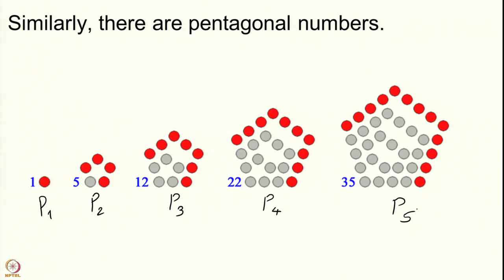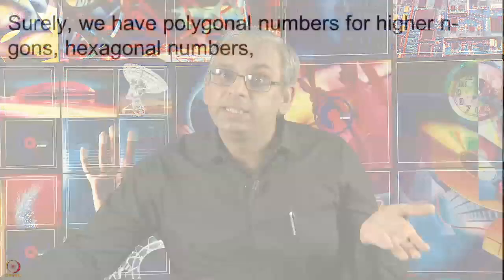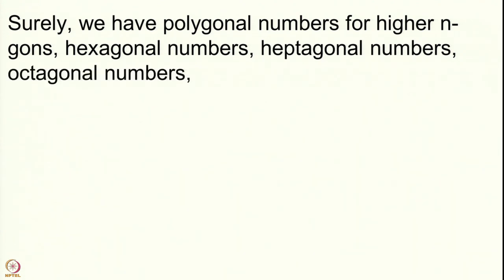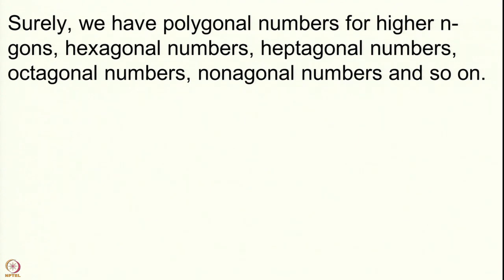So for every n we have a pentagonal number, and there is a formula that one can write down for the pentagonal numbers. And of course we have polygonal numbers for higher n-gons. We have hexagonal numbers, these are for hexagons. We have heptagonal numbers for heptagons, octagonal numbers, nonagonal numbers, decagonal numbers, and so on.